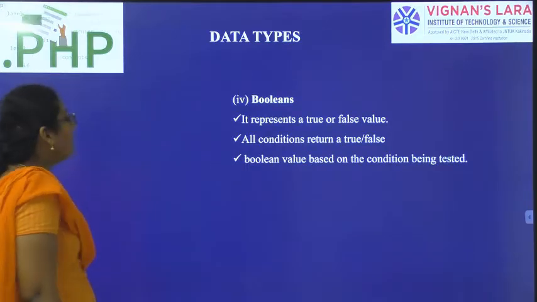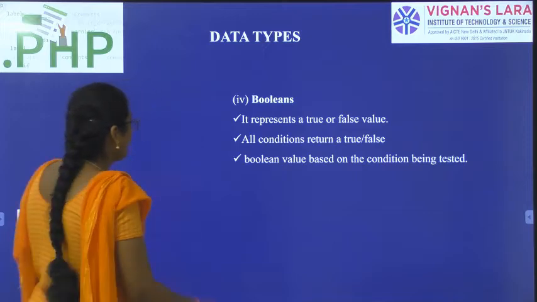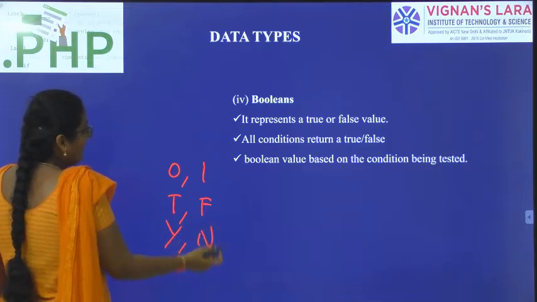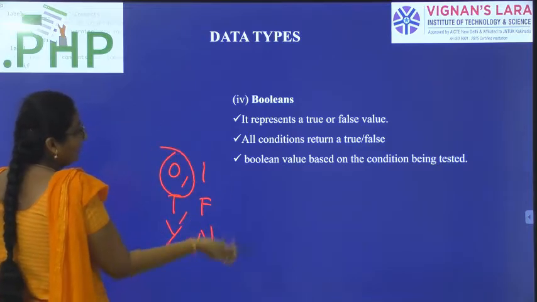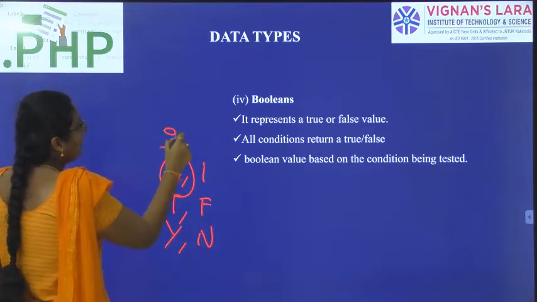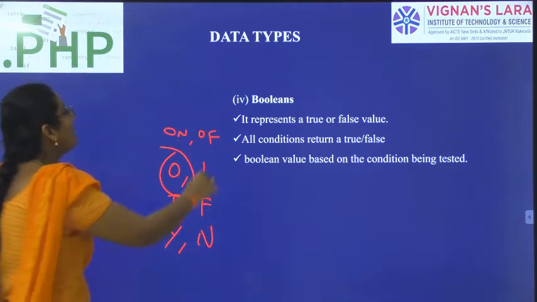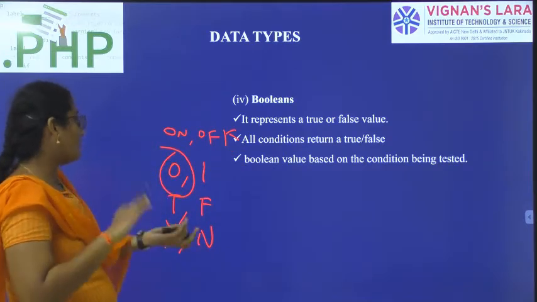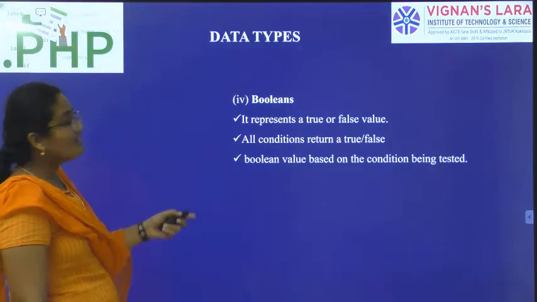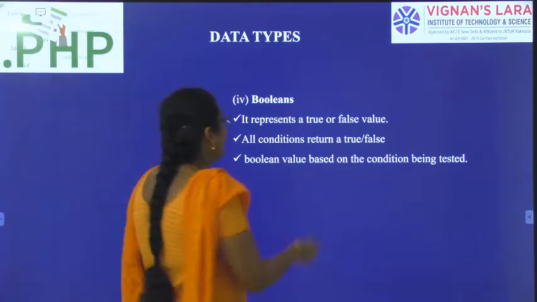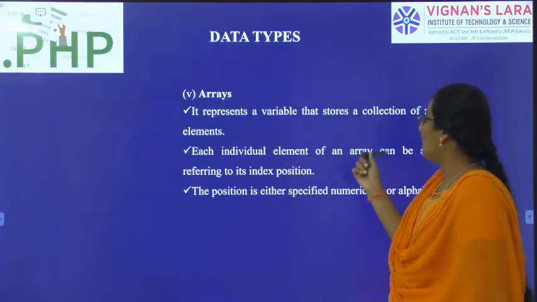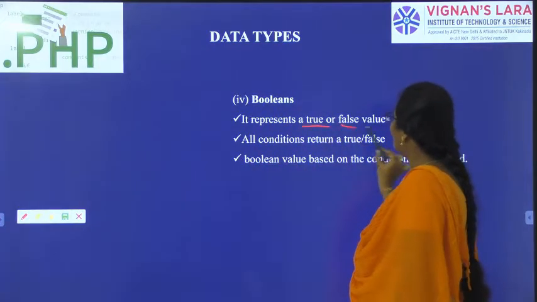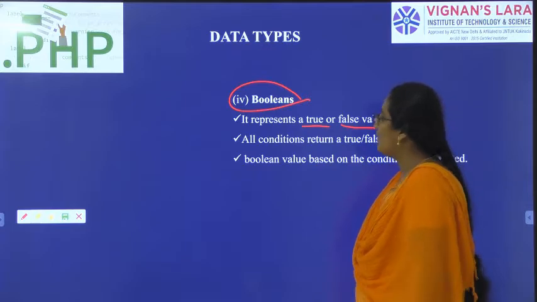And booleans. Booleans is also same in every programming language. You will have 0 or 1, you will have true or false, you will have yes or no. So only one answer will be there. True or false, 0 or 1, yes or no, on and off. All these will come under boolean values. You want to check the condition, you should tell whether it is 0, 1, true, false, yes, no, on and off. It will represent only one value, whether true or false.